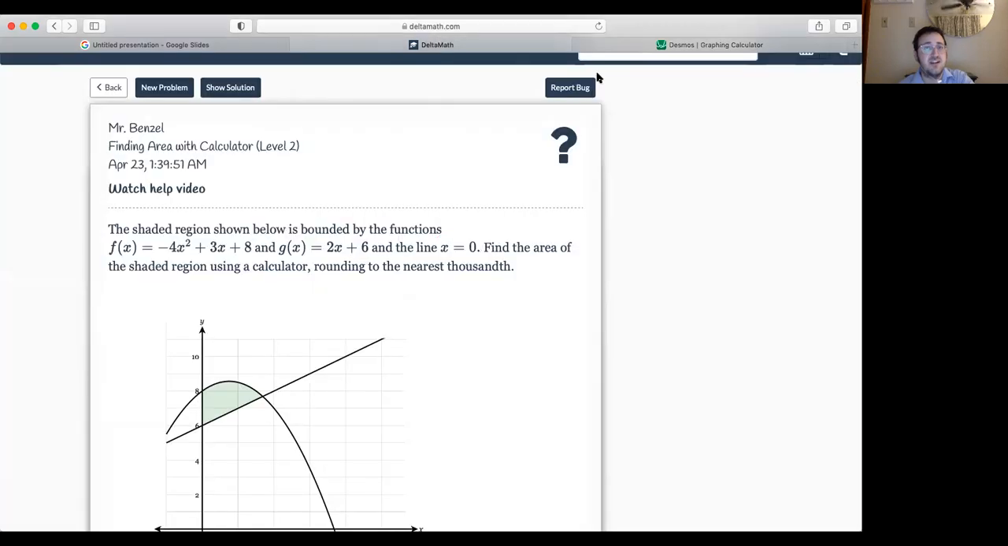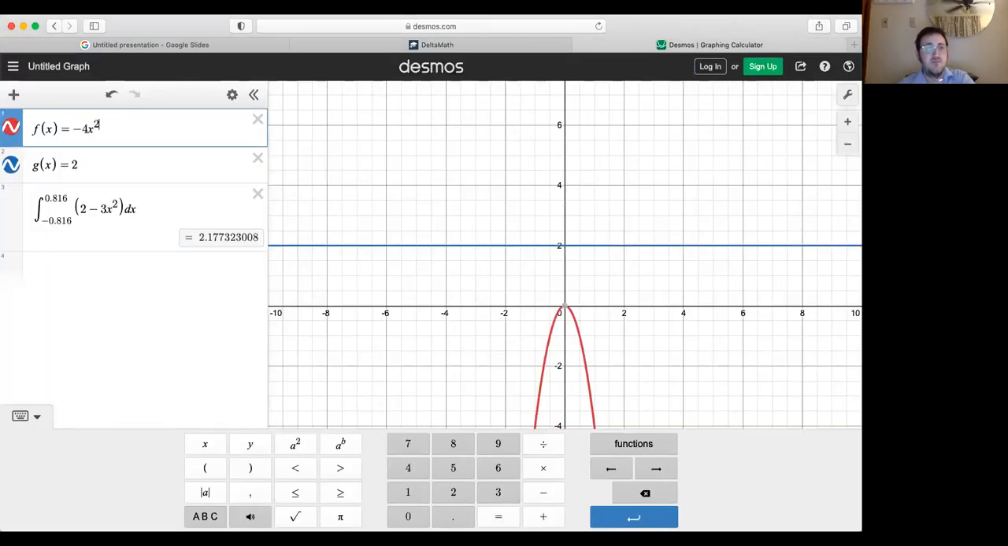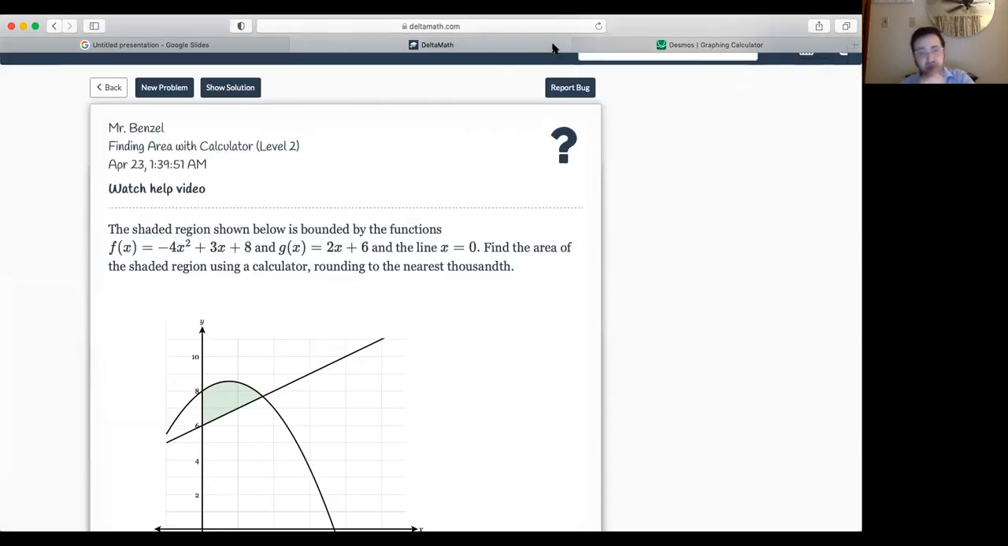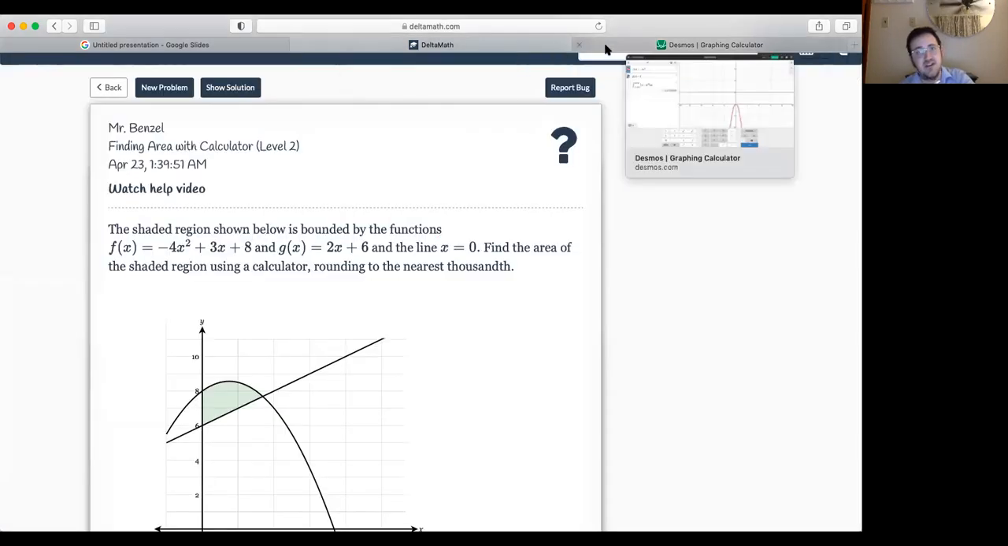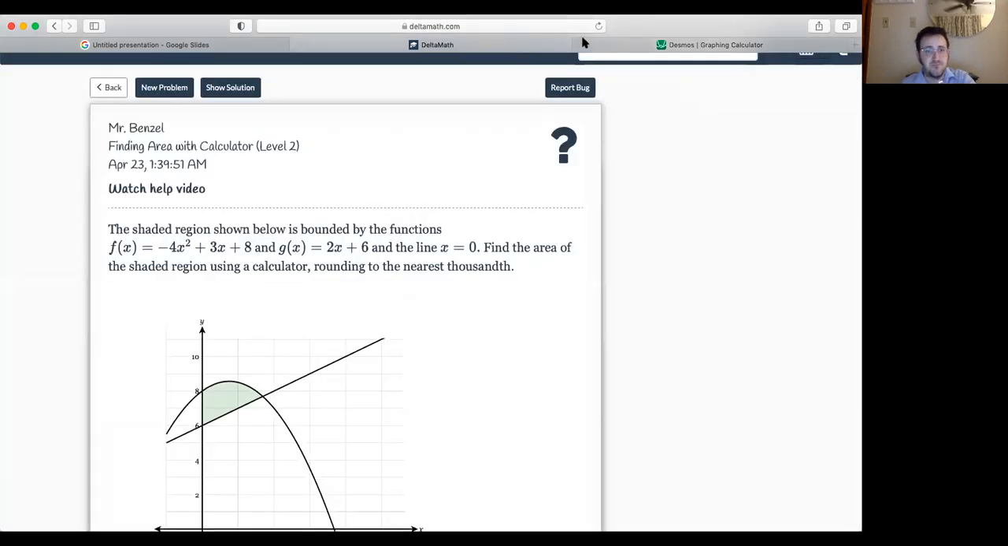So f of x was negative 4x squared. When you're putting the exponent, you can use the caret key, or there's actually an exponent in the menu as well. And then I have plus 3x plus 8.